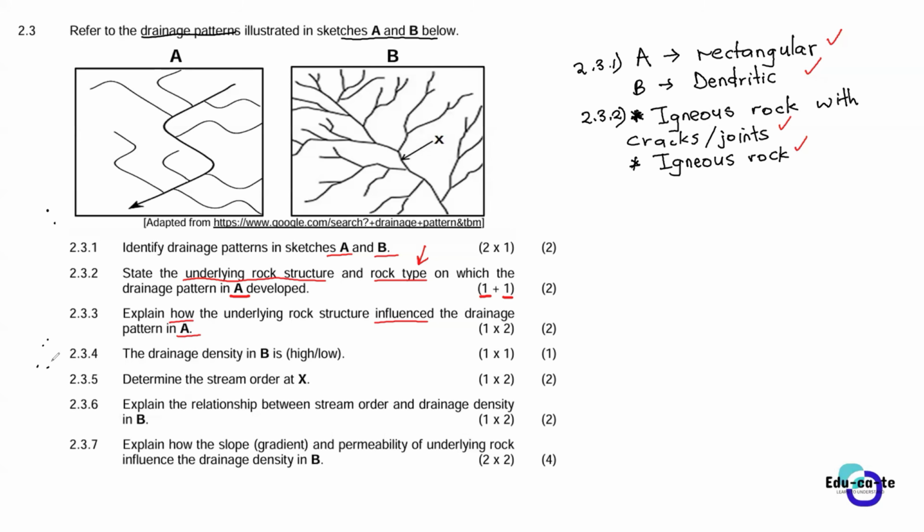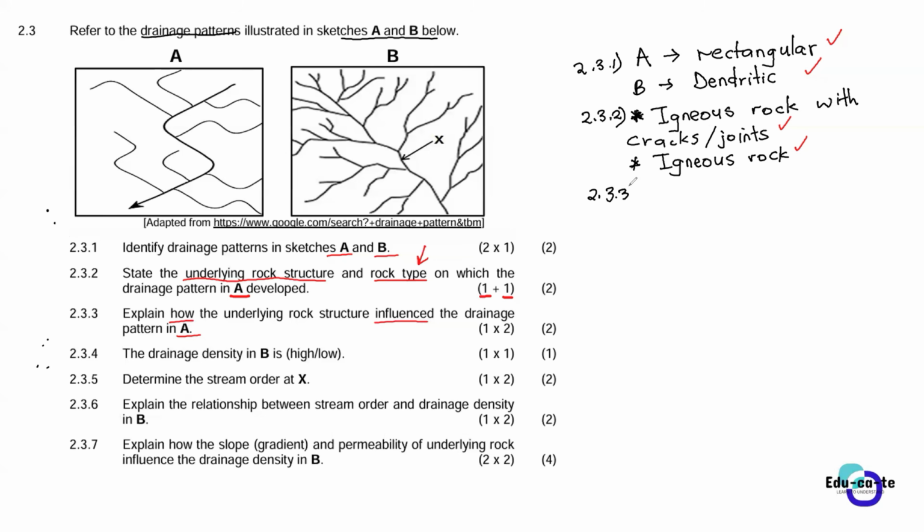Exactly. So basically, since we say that our rocks have got cracks, the igneous rocks have got cracks, right? The cracked igneous rock, for example, basalt. Why does it actually develop into a rectangular pattern? Remember, we said that percolation is when water is infiltrating through the rocks. So if water can pass through the rocks, some of the water will infiltrate through the cracks of the rocks, and that will end up creating a rectangular pattern that is having bends, 90 degrees or right angle bends.